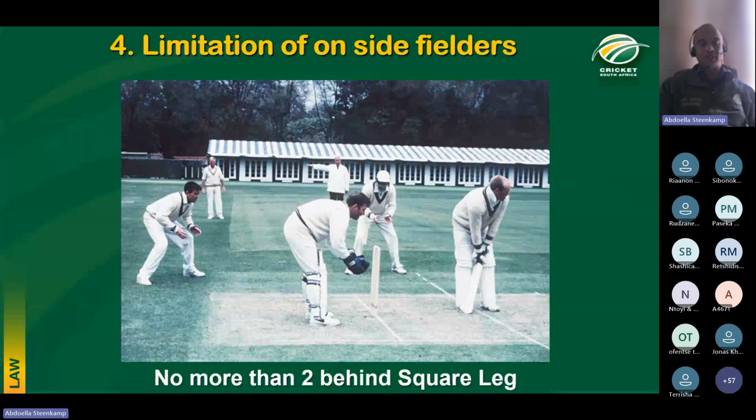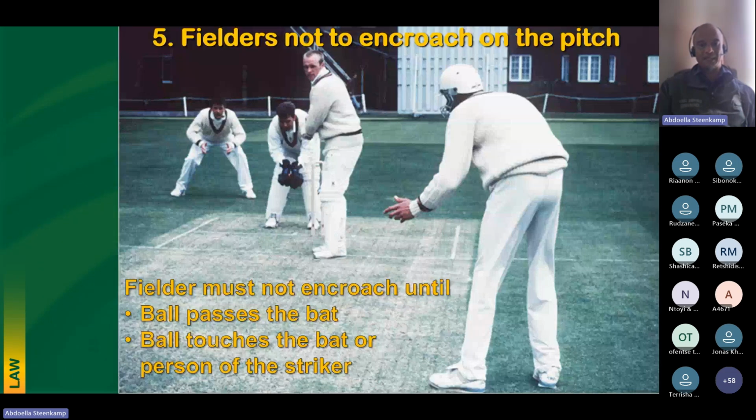Another example of a no ball: the law wants, on the onside, and this is a right-hand batter, a max of 2 fielders behind square, behind the popping crease on the onside. In this example, there are 3 fielders behind the popping crease, or behind square, on the onside or leg side. That is why, according to the laws of cricket, this is a no ball. It's only allowed a max of 2 fielders behind square, behind the popping crease, on the leg side or onside of the batter.